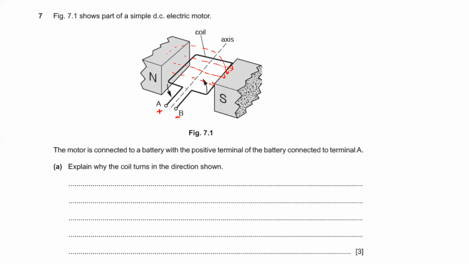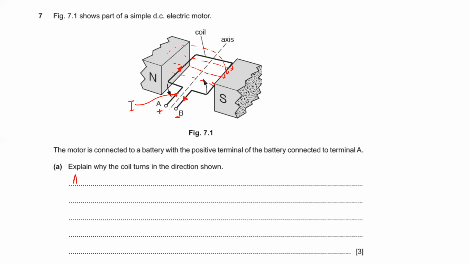So again, the motor is connected to a battery with positive terminal connected here and the negative terminal connected there. So if a battery is connected, it means that it's a current carrying conductor. Okay, it's a current carrying conductor. So if it carries a current, current flows from positive to negative. So this is the direction of current. So again, explain why the coil turns.